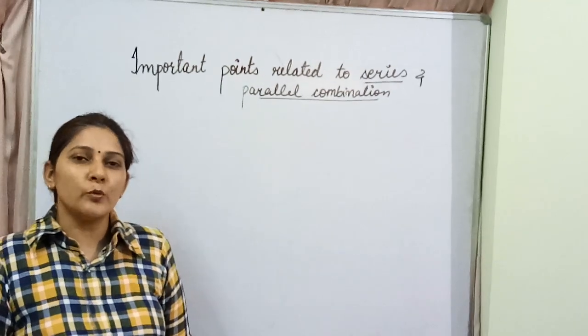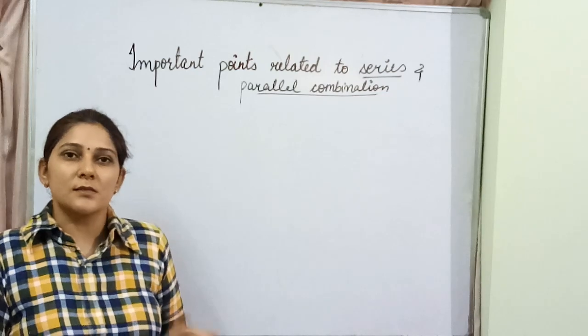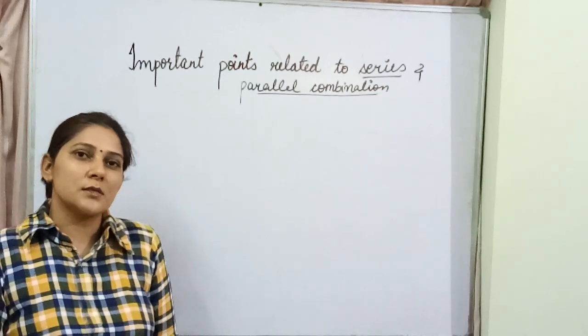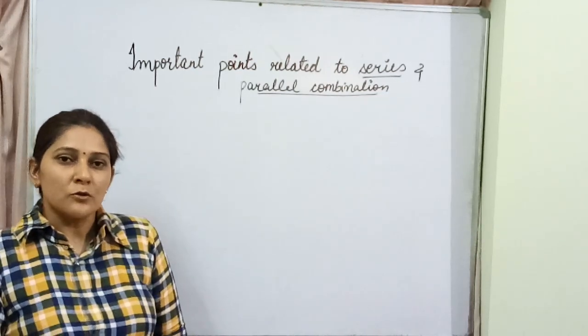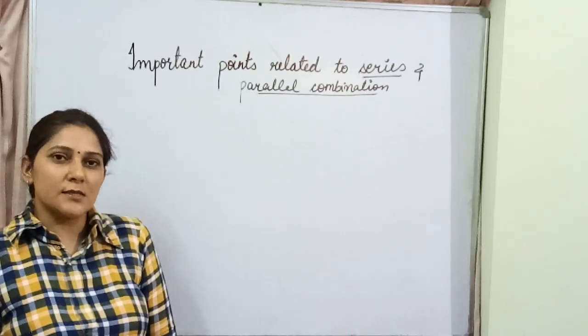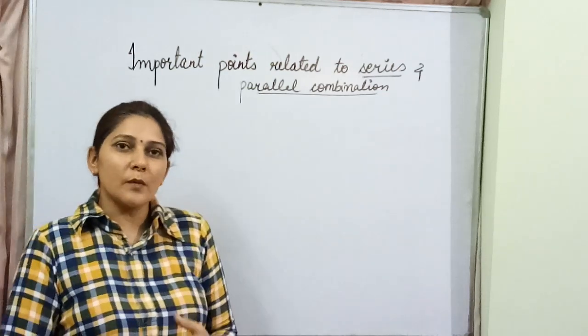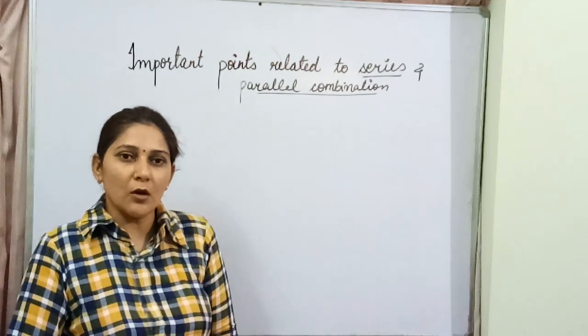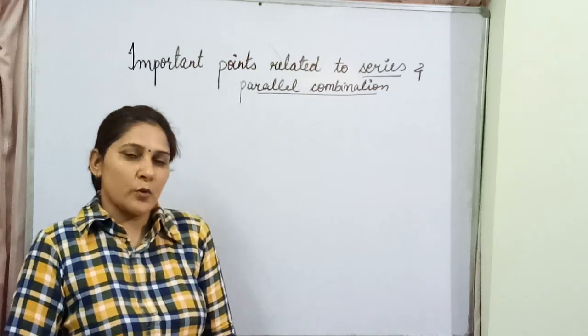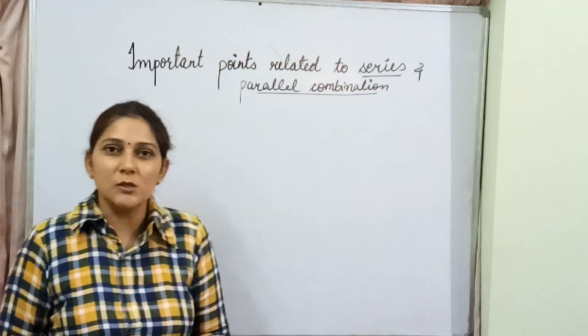In our last video we studied how to find the equivalent resistance when the resistors are combined in series or in parallel. Today we are going to discuss a few important points related to series and parallel combinations. Questions on these points may be asked in your Section A, or sometimes 1 or 2 mark questions will be there in Section B2. Okay, let's have a look at these points.